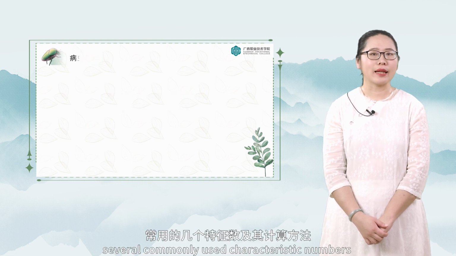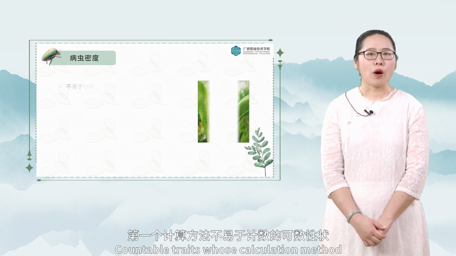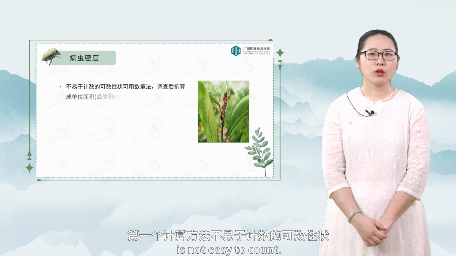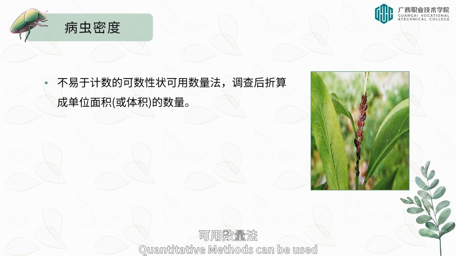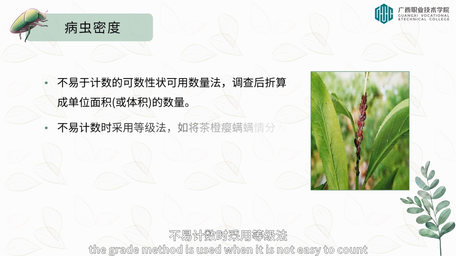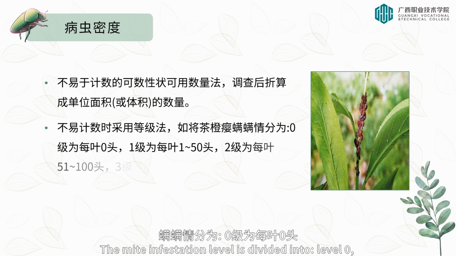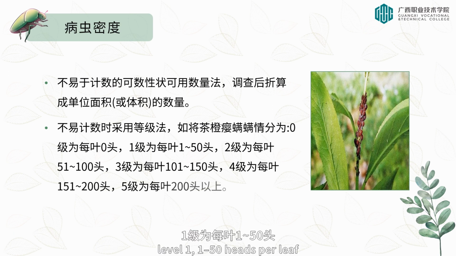Next, let's take a look at several commonly used characteristic numbers and their calculation methods. For countable traits, the quantitative method can be used, which can be converted into the number per unit area or volume after investigation. The grade method is used when it is not easy to count. For example, tea orange gall mite. The mite infestation level is divided into level 0, 0 heads per leaf, level 1, 1 to 50 heads per leaf, level 2, 51 to 100 heads per leaf, level 5, above 200 heads per leaf.